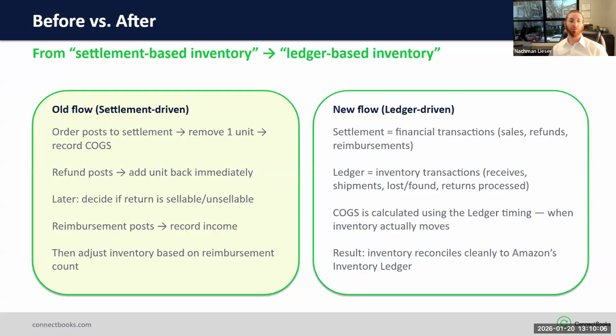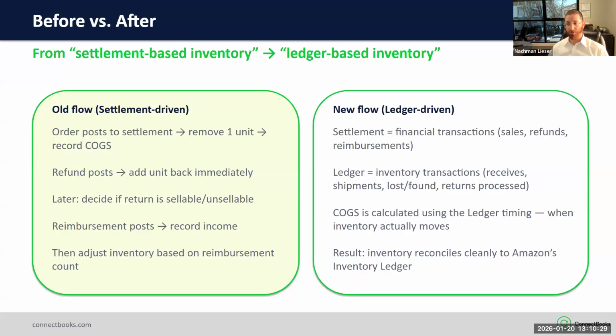So if every time a return comes back you put it back into inventory, then how are you going to reconcile your inventory? So what we've done is our new flow, where we pull two different reports. We pull the settlement report, which we use for the financial transactions. We pull from there the sales, the refunds, the reimbursements. Then we also pull the ledger report.